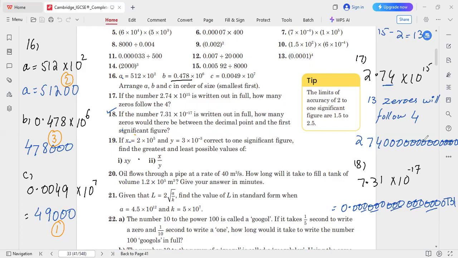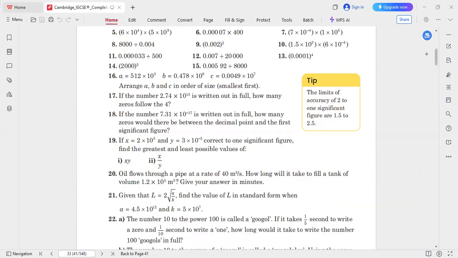But they're basically asking how many zeros would be there in between the decimal point and the first significant figure. The first significant figure is 7 and the decimal point is right here. So in between, basically 16 zeros are there, because 7 will also be included as a significant figure. So that is your part number 18. Hope this is clear. Let's move on towards part number 19.